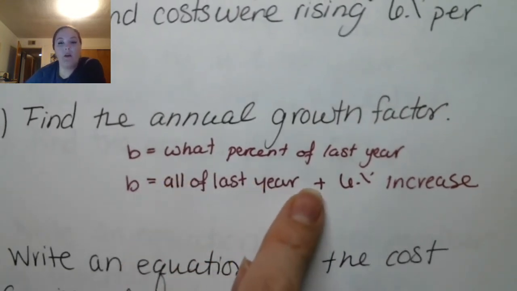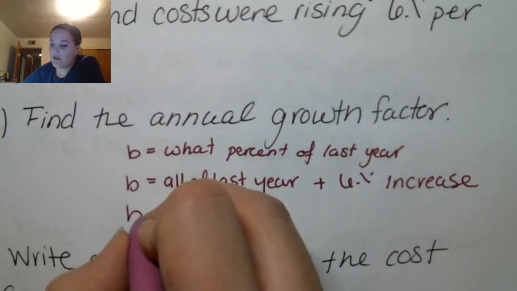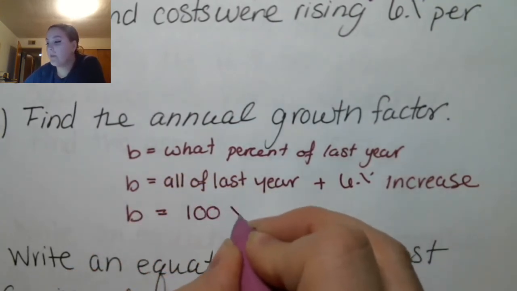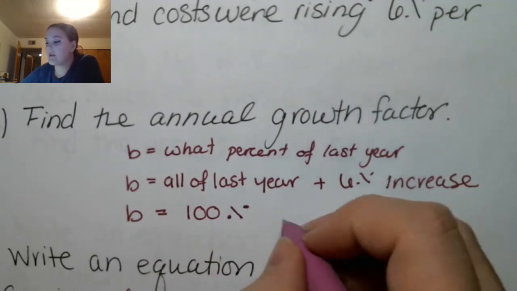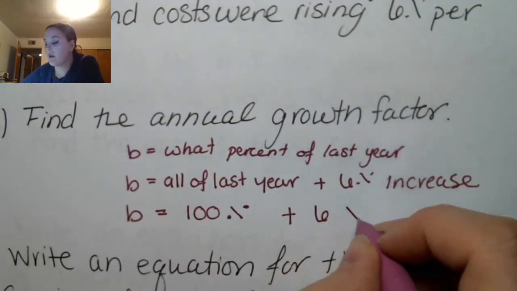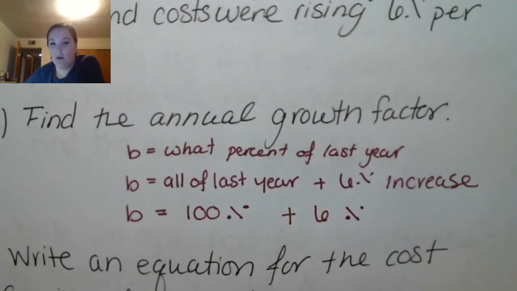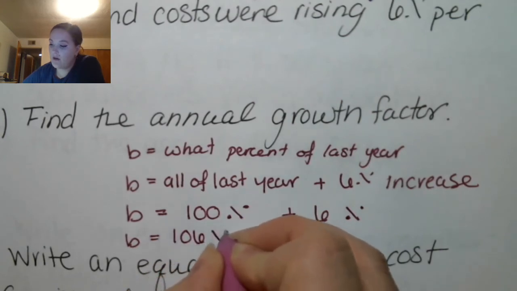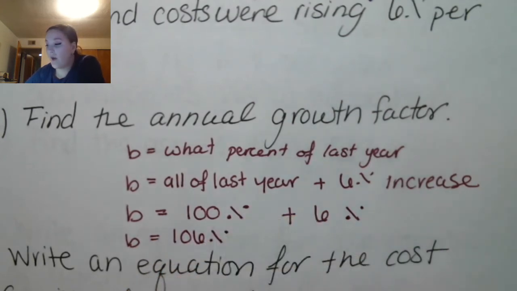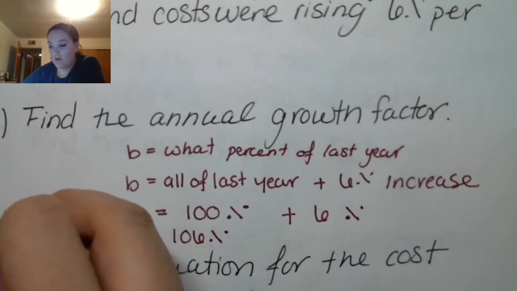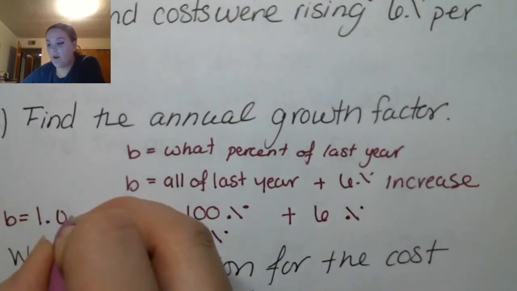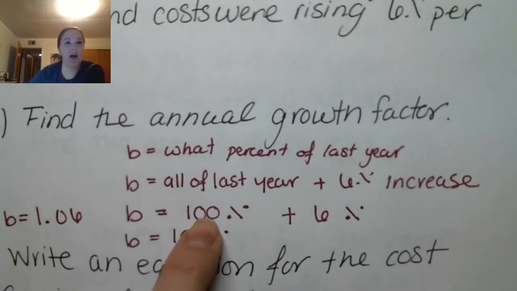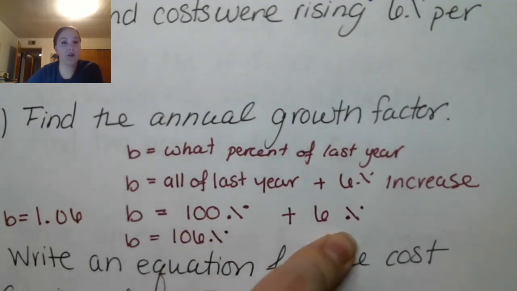Well, how do you say all of something in terms of percent? All of something in terms of percent is 100%, plus the 6% increase. So b is going to be 106%, which we write as a decimal, 1.06. That is 100% of last year plus the increased percent, 6%.